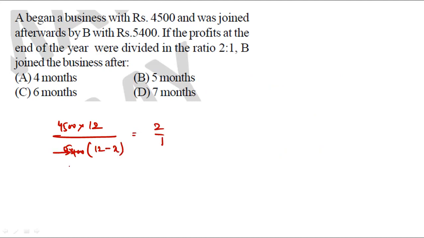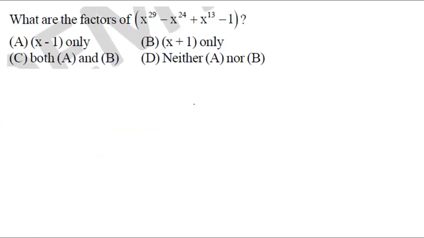2 by 1. So 9 5s are, 6 1s are, 6 2s are, 2 2s also cancel. So 12 minus X is equal to 5. Actually, B was there only for 5 months. Which means B joined after how many months? B joined after 7 months. He's not asking you B was there for how many months. He's asking you B joined after how many months.